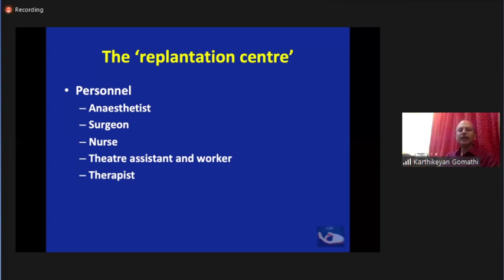Now, who do we need? You need a good anesthetist. First, the anesthetist. The role of the anesthetist comes first in any surgical procedure. Next, the surgeon, then the nurse, then the theater assistant and worker. The role of every single person cannot be ignored in such a major procedure. And after that, after the replantation procedure, the role of the therapist is very important. As we said, it is not just form, we need to get back function also.